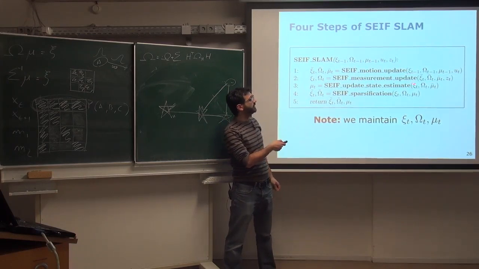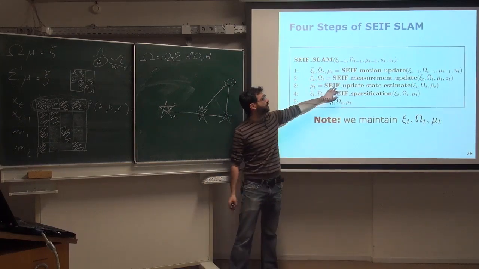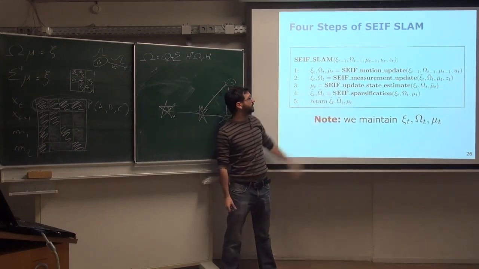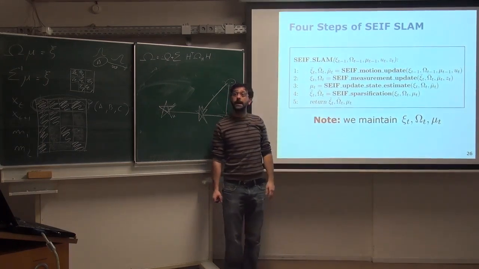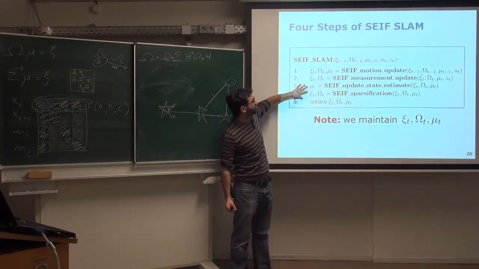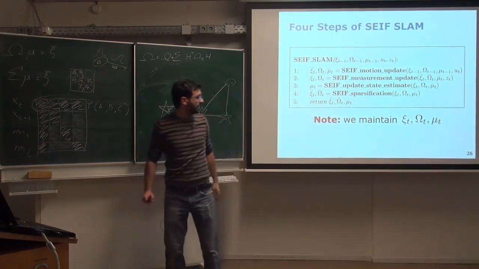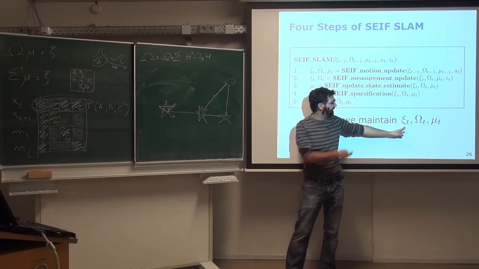When we do the measurement update, again, we need the predicted mean for linearization purposes. We get the predicted information matrix and vector, and we get just the corrected information matrix and vector. The update state estimate just gets what we computed so far and gives us the new mean. And then we do the approximation in here when we do the sparsification step. I think today we're going to probably see the motion and the measurement update. I'm not sure if we're going to finish with the update of the state estimate and sparsification, but we'll do it next week.